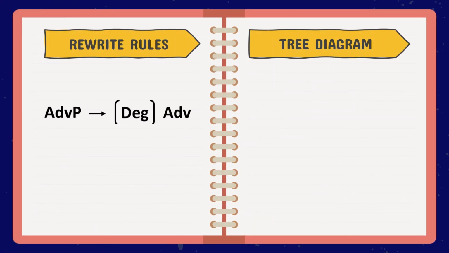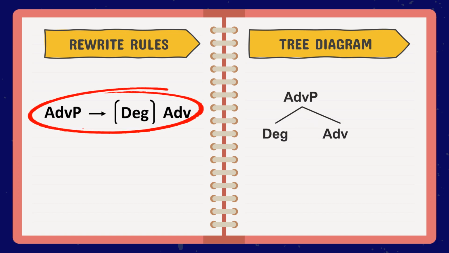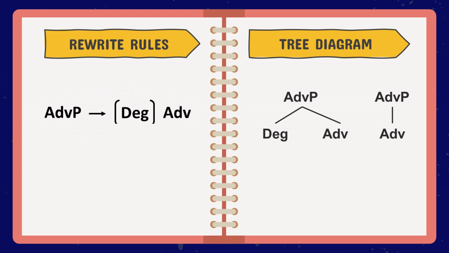These are the phrase structure rules of adverb phrase. An adverb phrase consists of an optional degree and an obligatory adverb. This is our illustration. We can also have an adverb phrase that consists of an obligatory adverb.